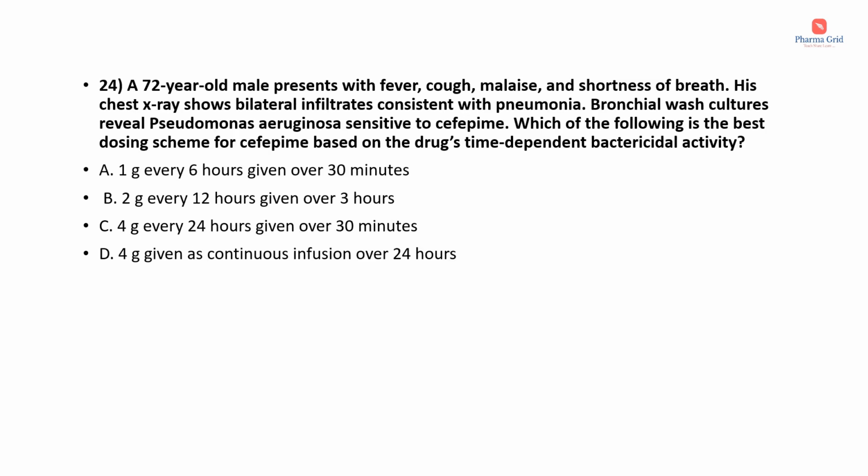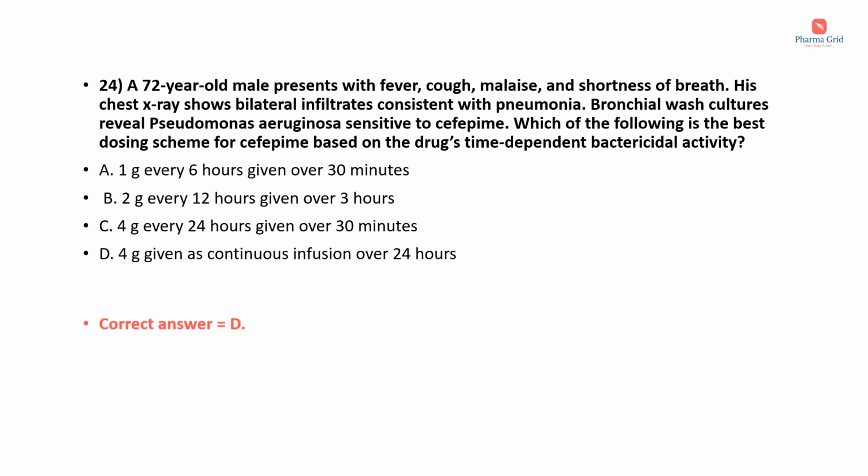A 72-year-old male presents with fever, cough, malaise and shortness of breath. His chest X-ray shows bilateral infiltrates consistent with pneumonia. Bronchial wash cultures reveal Pseudomonas aeruginosa sensitive to cefepime. Which of the following is the best dosing scheme for cefepime based on the drug's time-dependent bactericidal activity? The options are 1 gram every 6 hours given over 30 minutes, 2 gram every 12 hours given over 3 hours, 4 gram every 24 hours given over 30 minutes, 4 gram given as continuous infusion over 24 hours.